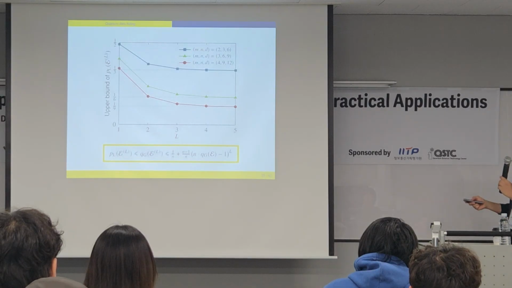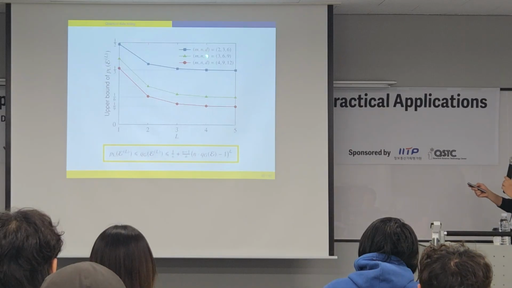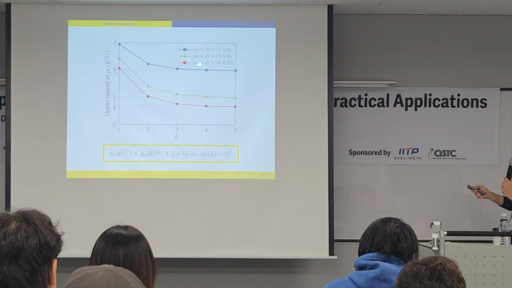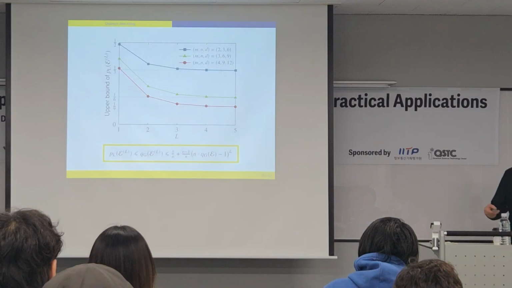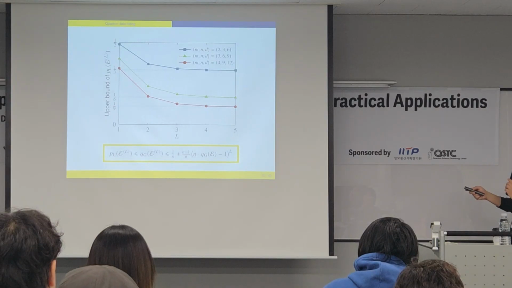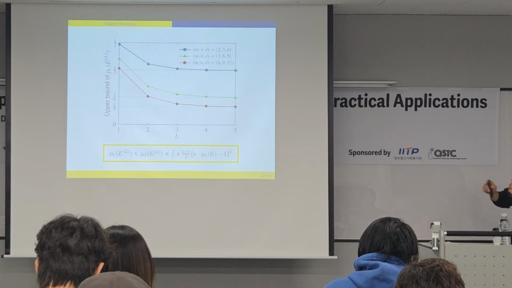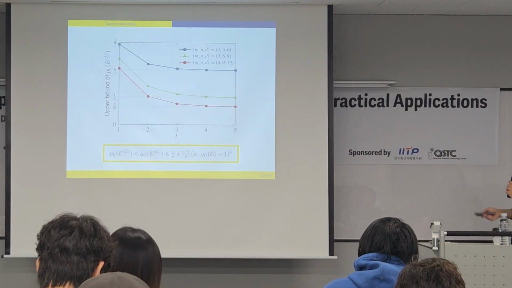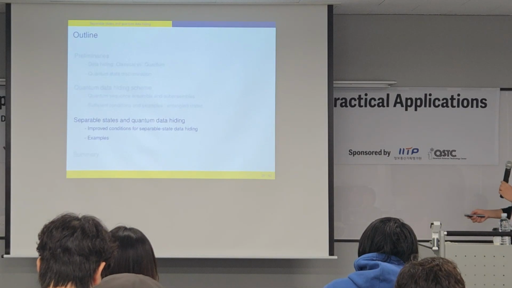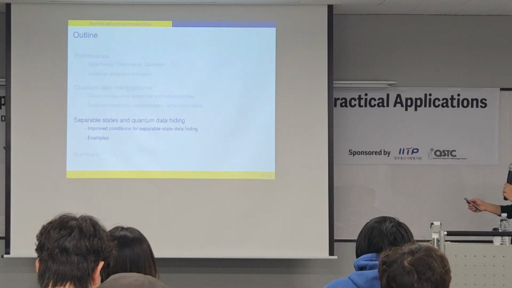So these are some examples of that case. This is the case when m is 3, 6, and 9. And this is the number of iterations, and this is the upper bound of the value of PL. So just by iterating several times, 4 or 5 times, PL tends to random guessing rapidly. So we don't need to use many rounds to randomize this PL. Okay, so let's move to separable states and data hiding.